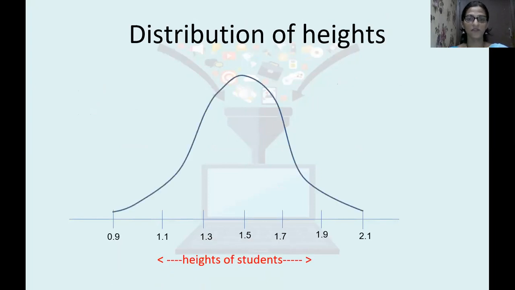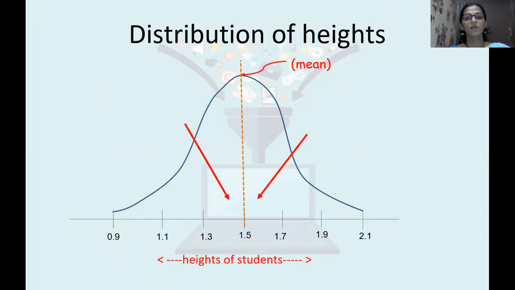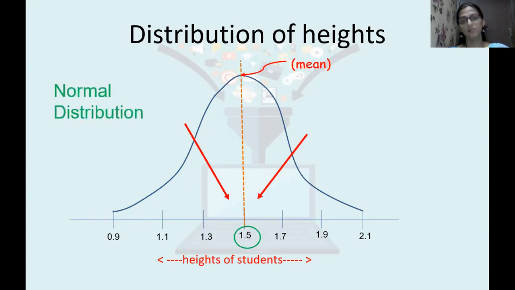You just observe this graph. Where is the central point? It's here. You call this center point the mean. This is a balancing point, I can say. If you observe the whole distribution, this graph looks the same on the right side and the left side of the central point. I can say that it is symmetric to the left and right of the central point, 1.5, or the mean. So this type of distribution, you call it the normal distribution.